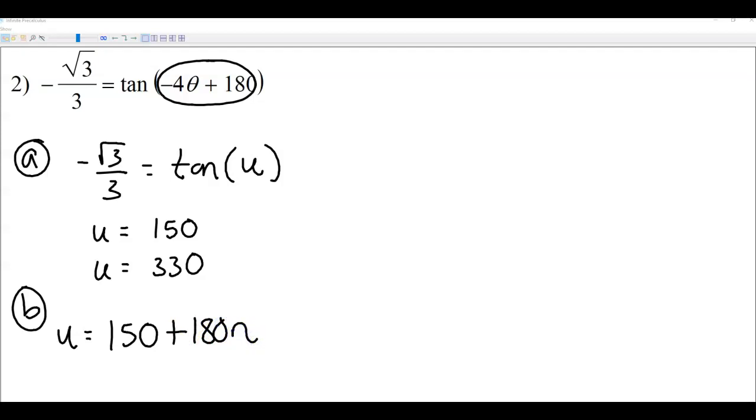All right, let's do step C. This is a new and strange step here. So once again, I would encourage you to pause the video here and give it a try. This is where we replace the U with what it was originally, and we solve for theta. So go ahead and pause the video here and give that a try. When you unpause it, I'll go through it with you.